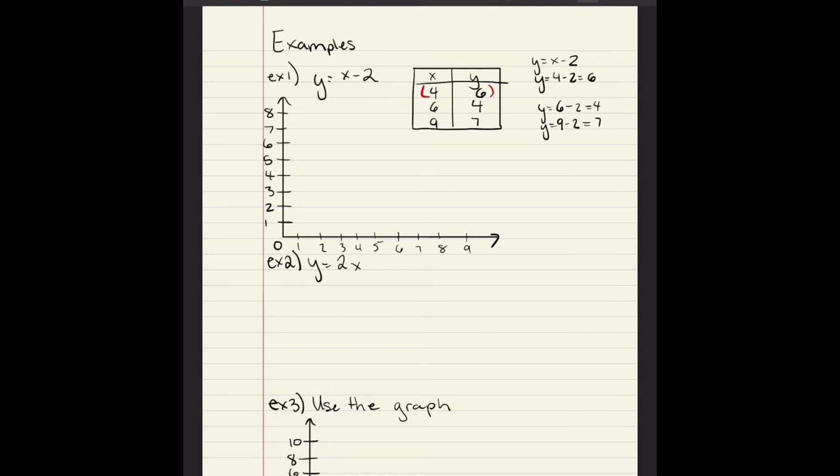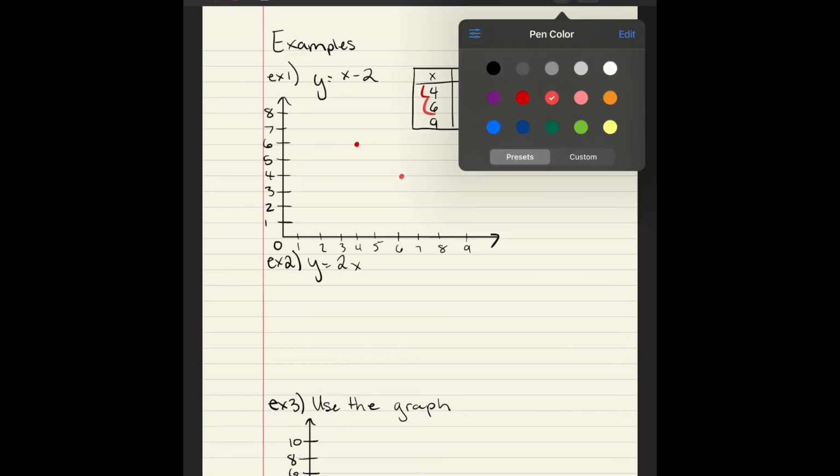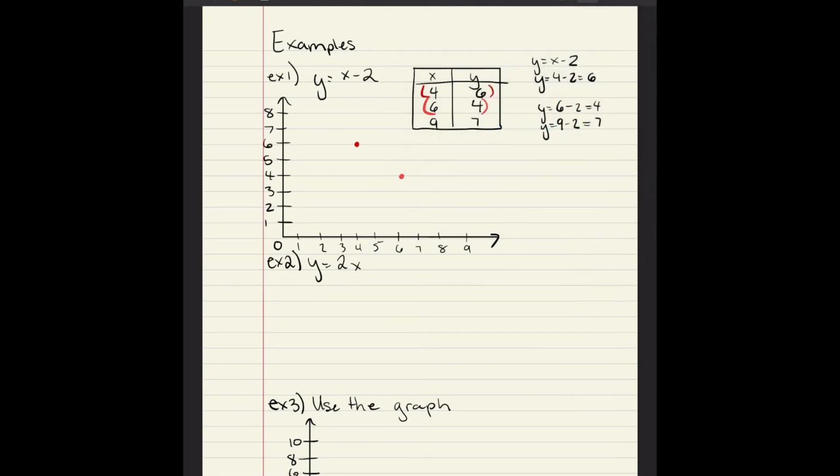So crawl to 4 and walk to 6. Next, I'm going to do 6 and 7. 6 and 7, 6 and 4. Go over to 6, up to 4. And then finally, I have 9 and 7. So go over to 9.